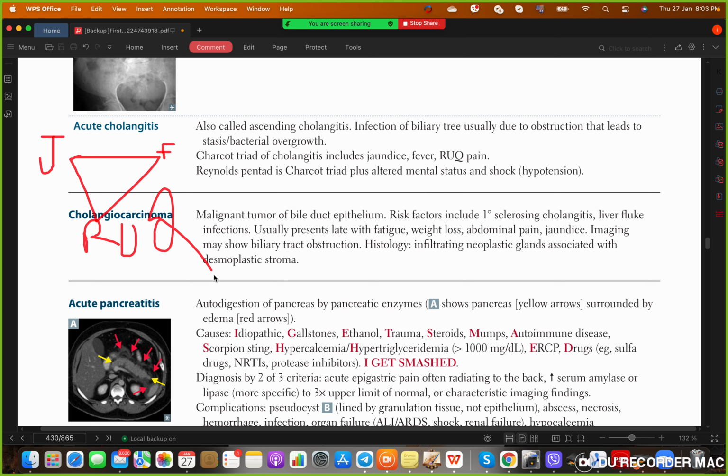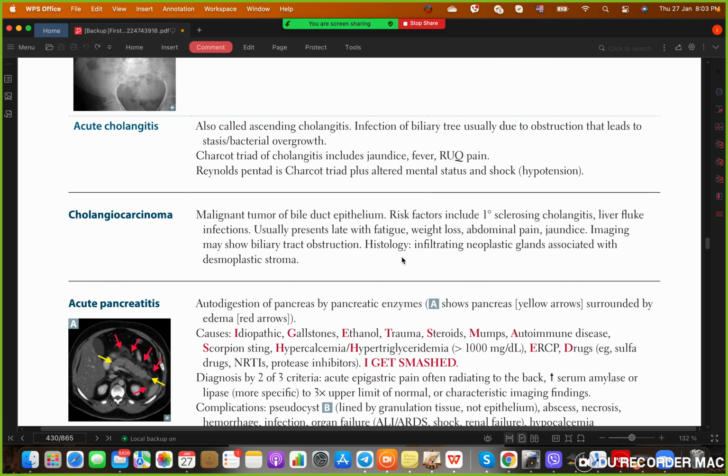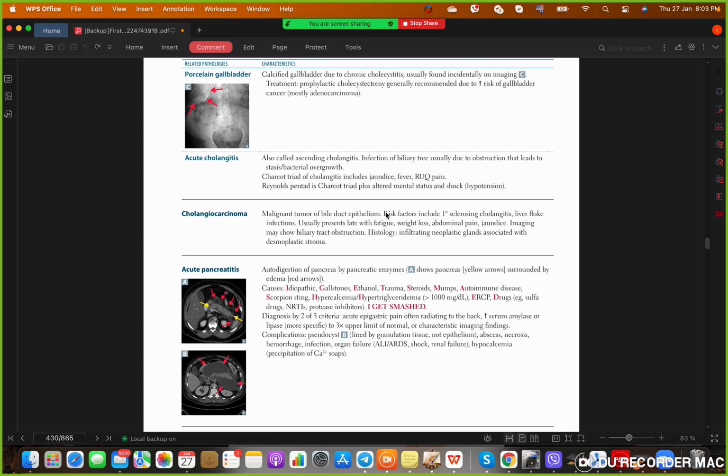Now I have a question. In case of cholecystitis, not acute cholangitis, in case of cholecystitis, was the Murphy sign positive on inspiration or expiration? The Murphy sign. Inspiration. Remember, the liver goes down, hits your hand, it's painful. Okay. Reynolds pentad is the Charcot triad plus altered mental status and shock. In case of shock, basically you can identify it by hypotension.